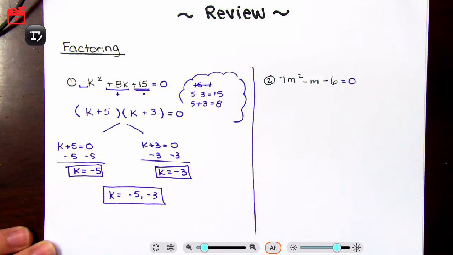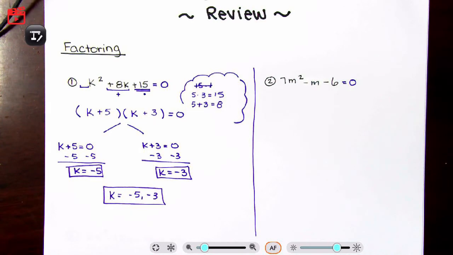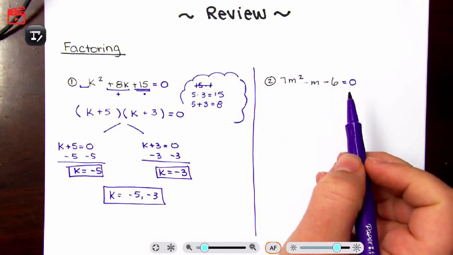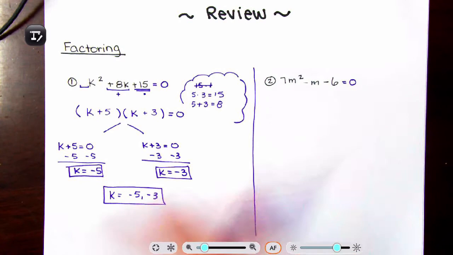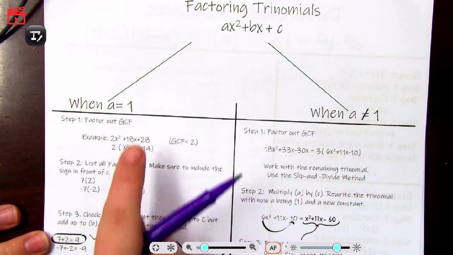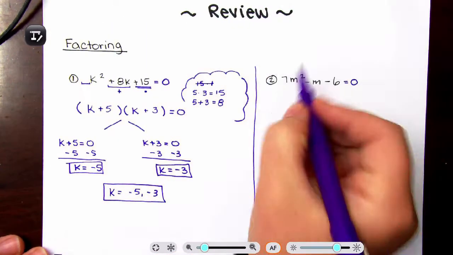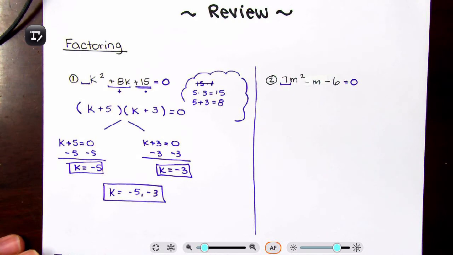Another one saying 7m squared minus m minus 6. Step number 1 is always GCF. 7, 1, and 6 do not have anything in common. Step number 2 is to identify if a is 1 or a is not 1. So let's see here. In this case, my a value is 7.